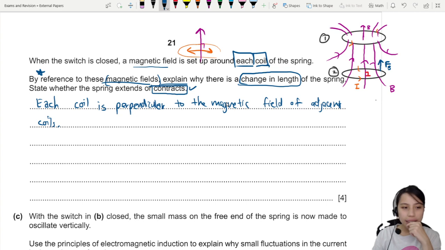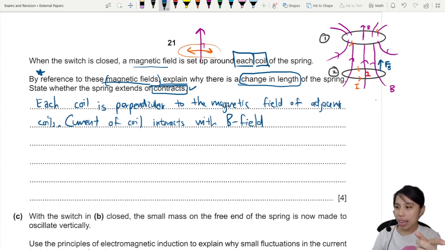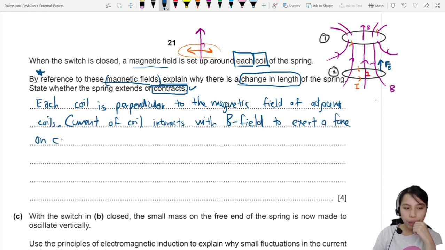So number two, we're going to say that the current of coil will interact with the magnetic field. I am just lazy to write. I'm going to say B field due to the adjacent coil, the neighbors, and produce a force. To exert a force on the coil.